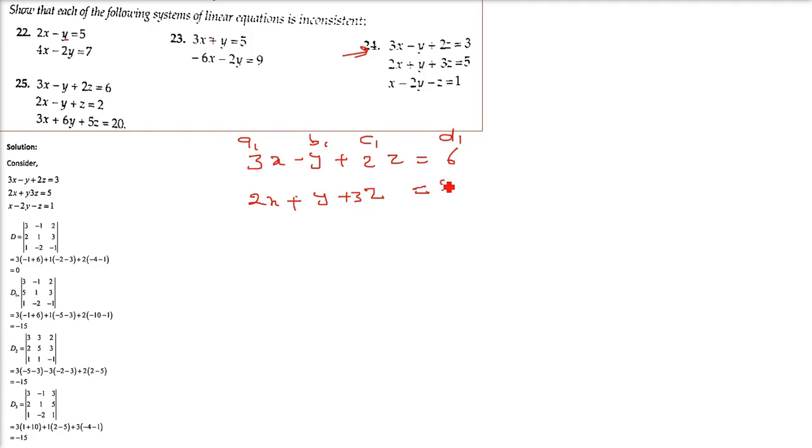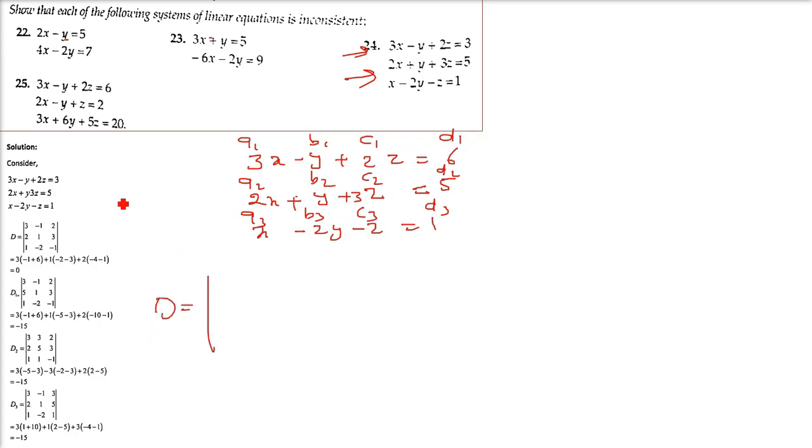So you just have to change that first equation. I have written 6, it has to be 3. So there is a slight correction. Let me come to the third equation. It is x minus 2y minus z equals 1. So a1, b1, c1, a2, b2, c2, a3, b3, c3, and even d1, d2, d3, you understood.